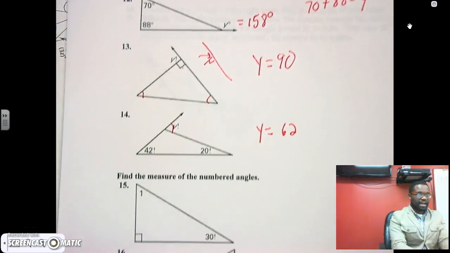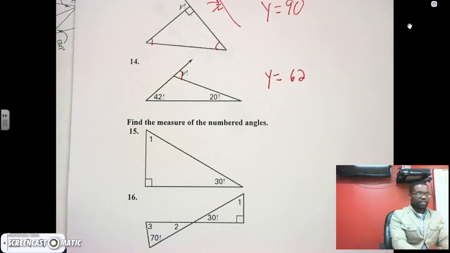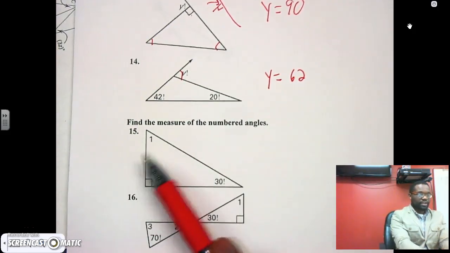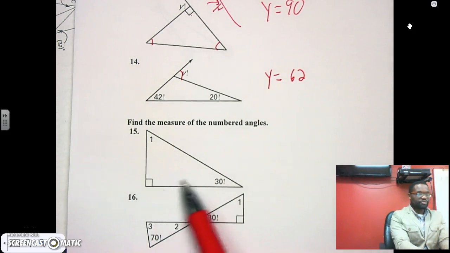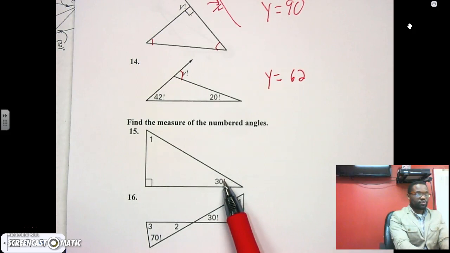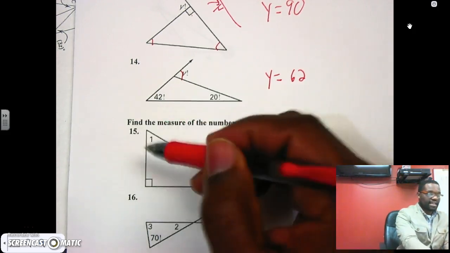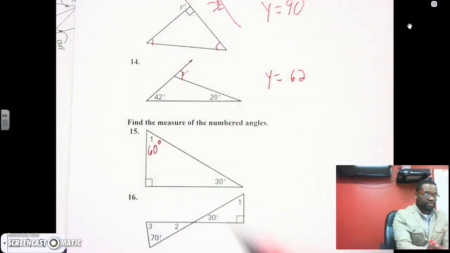All right, with the time I have left, I'm going to run through some of these. Find the measure of the numbered angles, okay? If this one is 90 and this one is 30, then 90 plus 30 is 120. And you take that from 180, this one has to be 60 degrees.